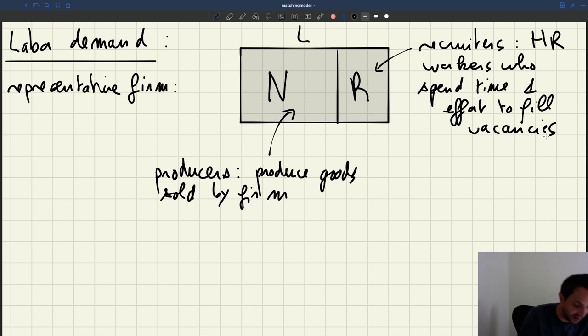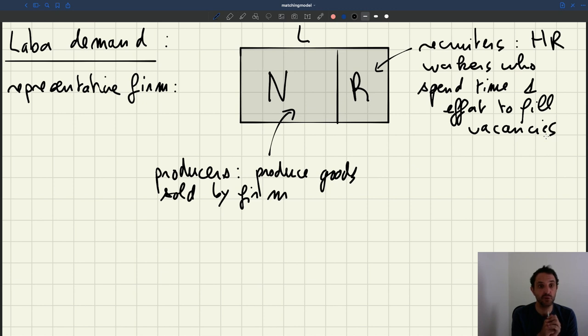Because you remember, in a matching market, firms are always losing workers, and if they want to maintain a constant size, they have to constantly advertise vacancies. Now, filling these vacancies is not costless. It takes time and effort from the human resource workers, from the recruiters. So that's pretty obvious.